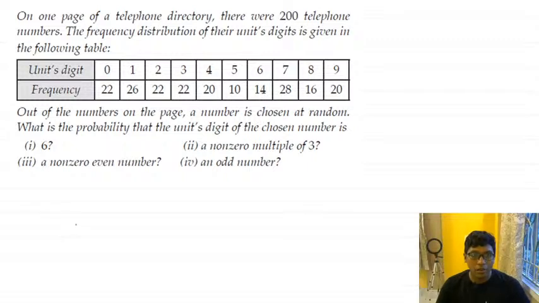On one page of the telephone directory, there were 200 telephone numbers. The frequency distribution of their unit digits is given in the following table. So these are the unit digits of the 200 telephone numbers and their frequency is given. The question is, what will be the probability of 6? I will be waiting for your answer. What will be the probability of getting a 6?